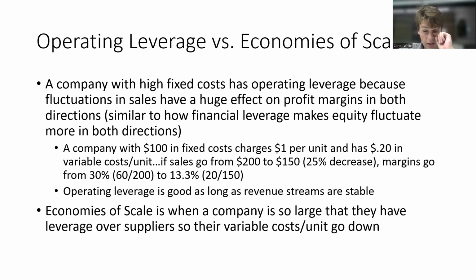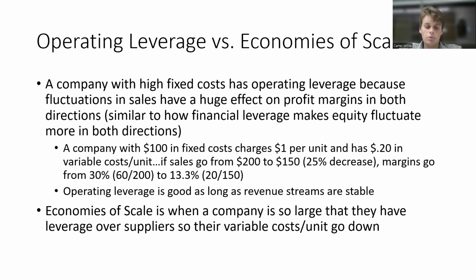In this case, if sales go down 15%, then my margin is going from 30% to 13.3%. So you can really see here there's a huge change in the margins from 30% to 13.3%, even though the change in sales was only like 25%. So when a company has a cost structure like this, it goes in both directions, right? But it usually is good and is usually a source of advantage, especially if you're a platform company or something where the revenue streams are very stable. But you wouldn't want to be a cyclical company with operating leverage because then you're going to have a lot of up and down swings by massive amounts.